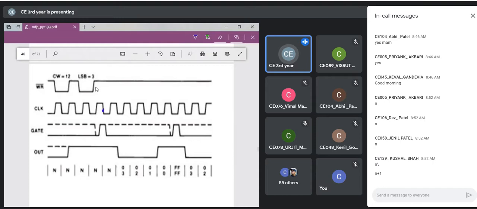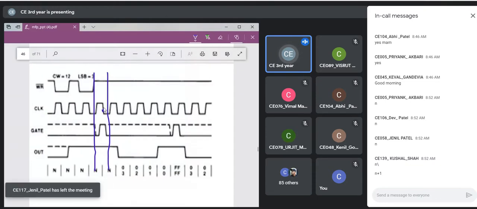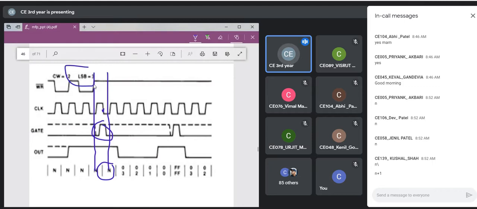After writing this, in one clock cycle, it must be written in the counter at the next negative edge, but it is not written here. See why it is not written? Because your gate was not triggered here. You have written this, but at that time, or even after that, it was not written on the counter. Why? Because in that duration the gate was not high. Gate was low, or it was not triggered.